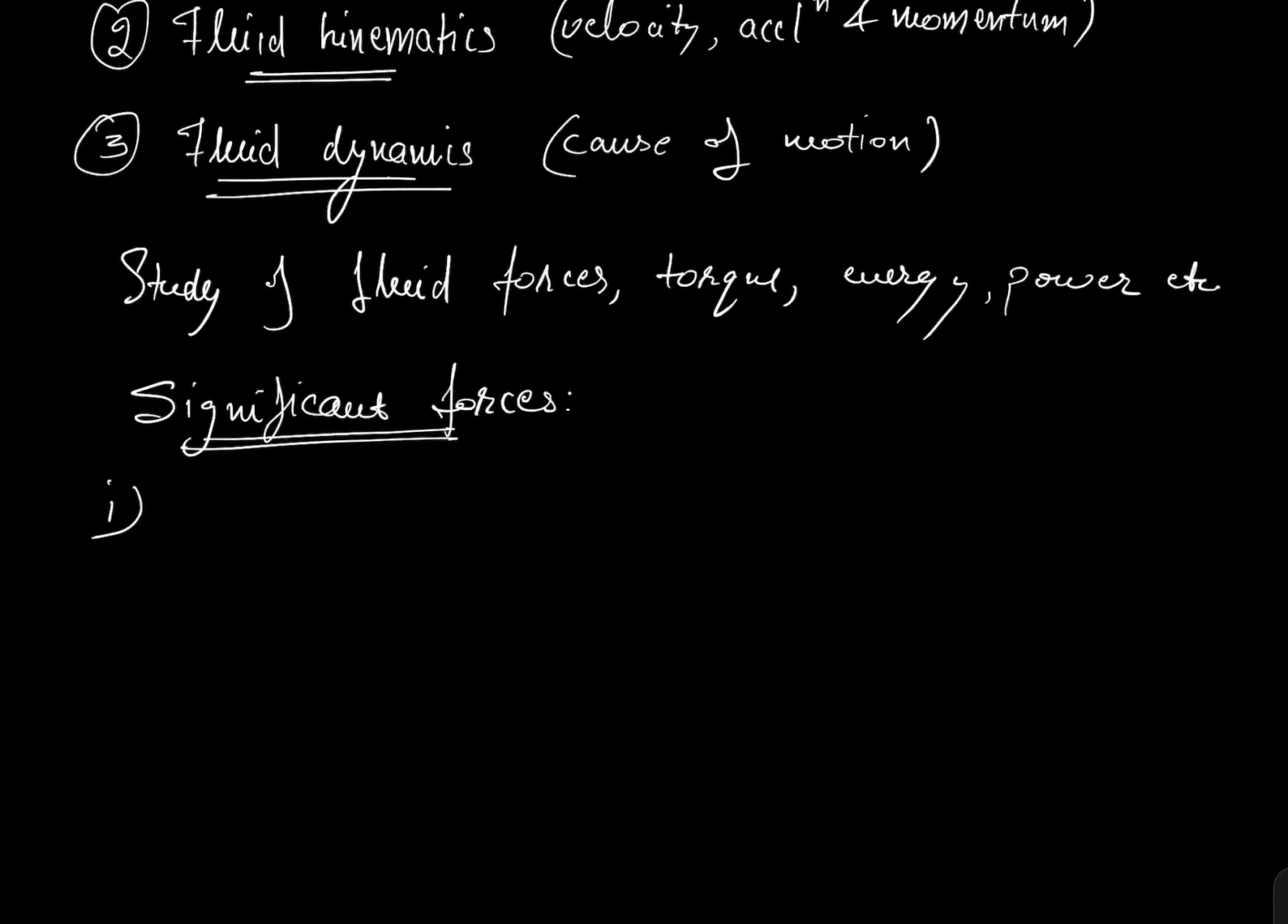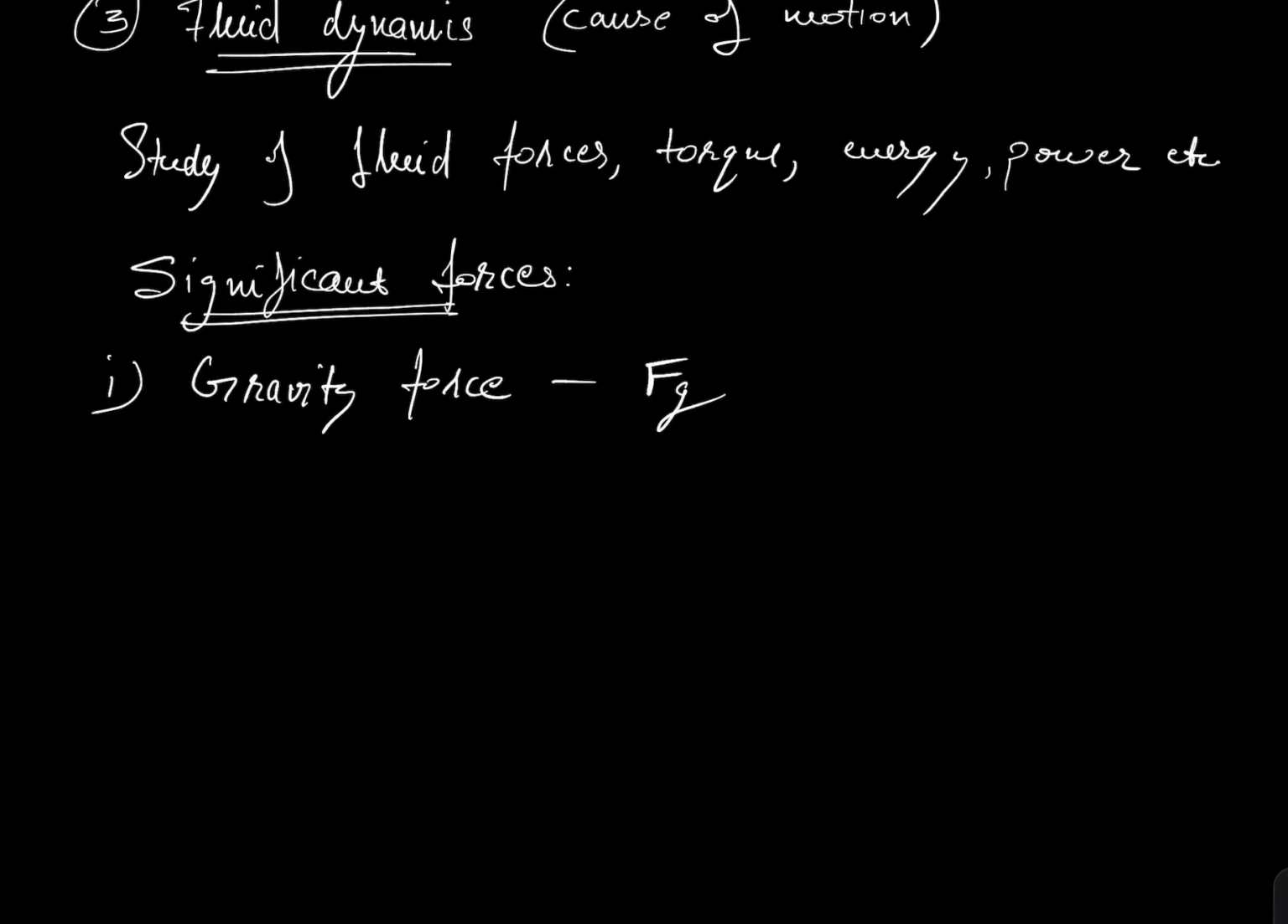The first one is gravity force, denoted by Fg. Gravity force is basically the force due to the mass of fluid. Like if you have to move the fluid to a higher elevation, then you have to provide some extra power. However, if you have to send the fluid from a greater height to a lower height, it will move on its own. That is because of gravity force.